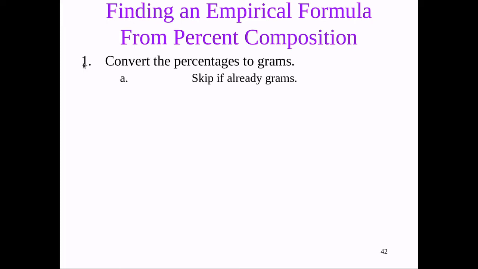So I'm going to go through here and give you a step-by-step list of how to get the empirical formula when given percent composition data. This might not make a ton of sense right away, but we're going to do a problem right after it, and I think it's going to make it a little bit more clear. So the first step is to convert the percentages to grams, okay? Sometimes we might be given the masses directly, in which case we don't have to worry about the percentages.